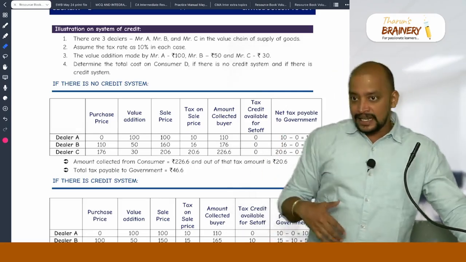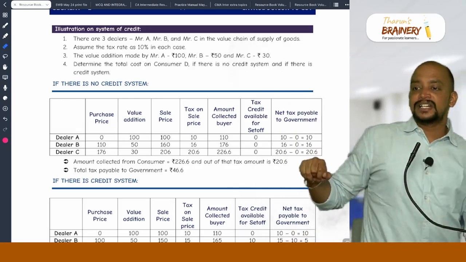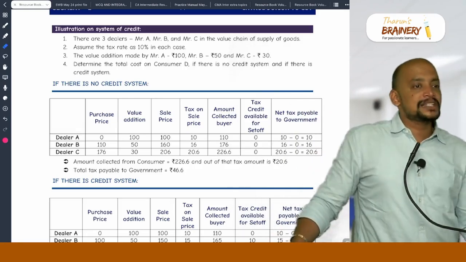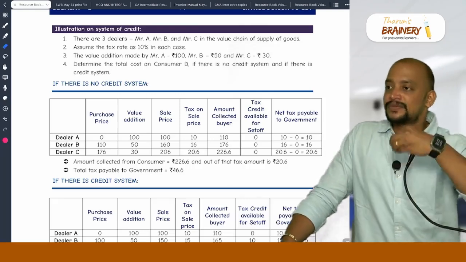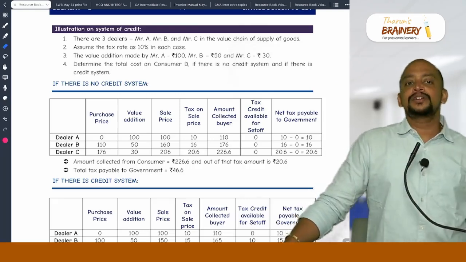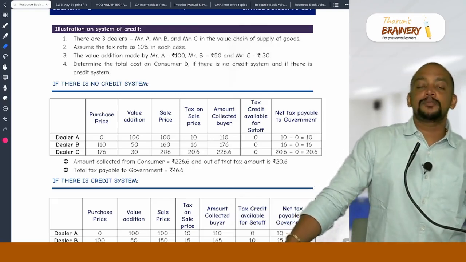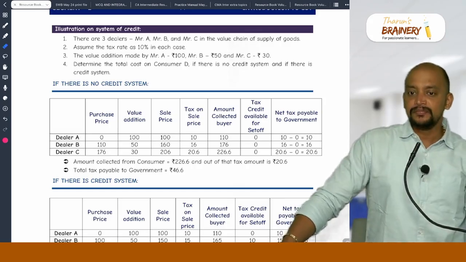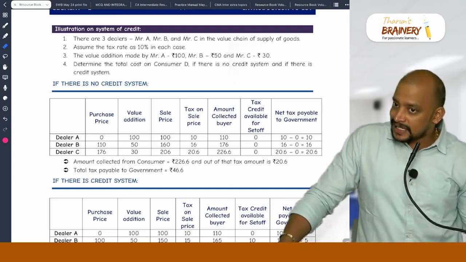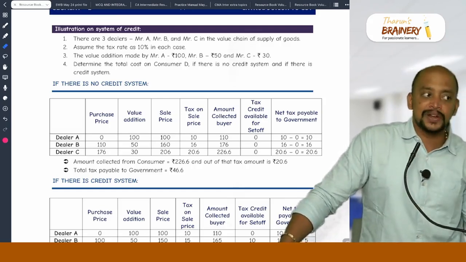And dealer C, you are now dealer C, making a purchase from dealer B for 176, and you cannot take credit. What is the margin of dealer C? 30 rupees. So 176 plus 30 rupees comes to 206. On the 206, 10% will be what? 20.6. So how much do you collect from your consumer? 226.6 is what you collect from the consumer, and you pay how much to the government?